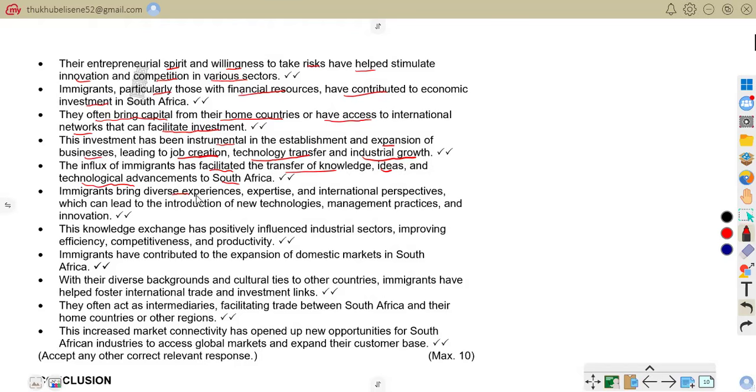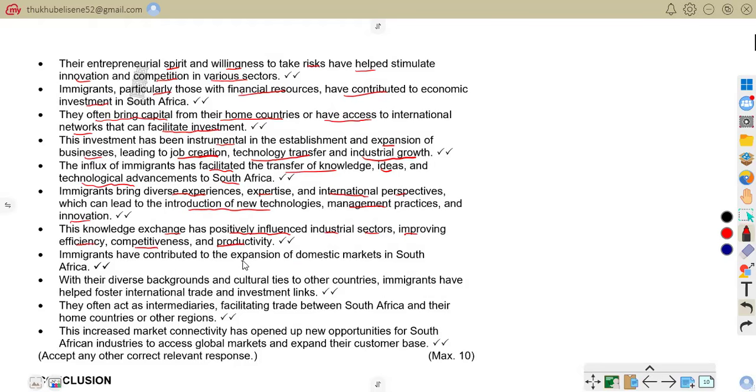Immigrants bring diverse experiences, expertise, and international perspectives, which lead to the introduction of new technology, management practices, and innovation. This knowledge exchange has positively influenced industrial sectors, improving efficiency, competitiveness, and productivity.